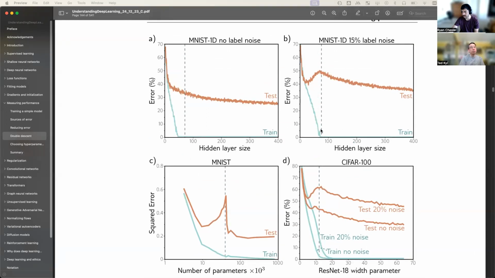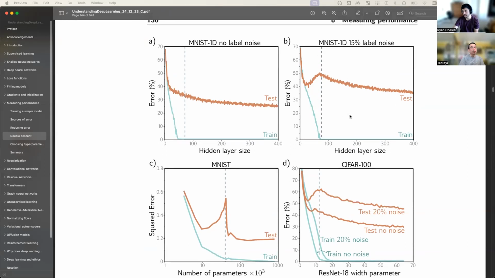So if we gave it more data, what do we expect to change in this graph? So right now it's given 10,000 data points. If we gave it 50,000 data points, what would we expect to happen with the training set and the test set? I guess this dashed line would move to the right. Yeah, so you would need more parameters in order to memorize the data. So you have more data, so you need a bigger model to memorize it.